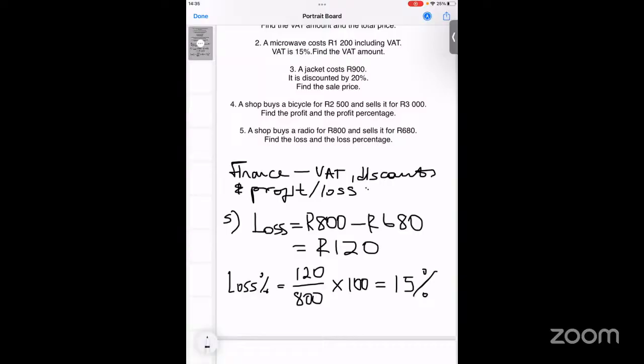So that would be the end of it, where you've just calculated the loss in the form of an amount and also in the form of a percentage. Yes, I think that should be the end of it, and I believe you are possibly ready for some more problems to work on. Okay, then it's fine. I think I'll leave it here.